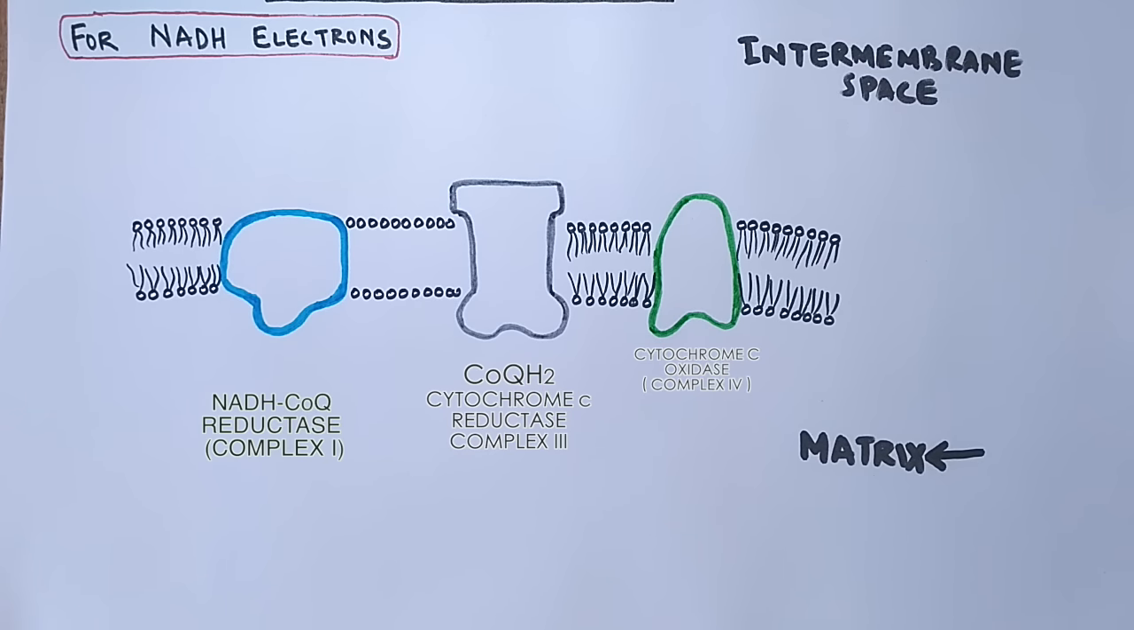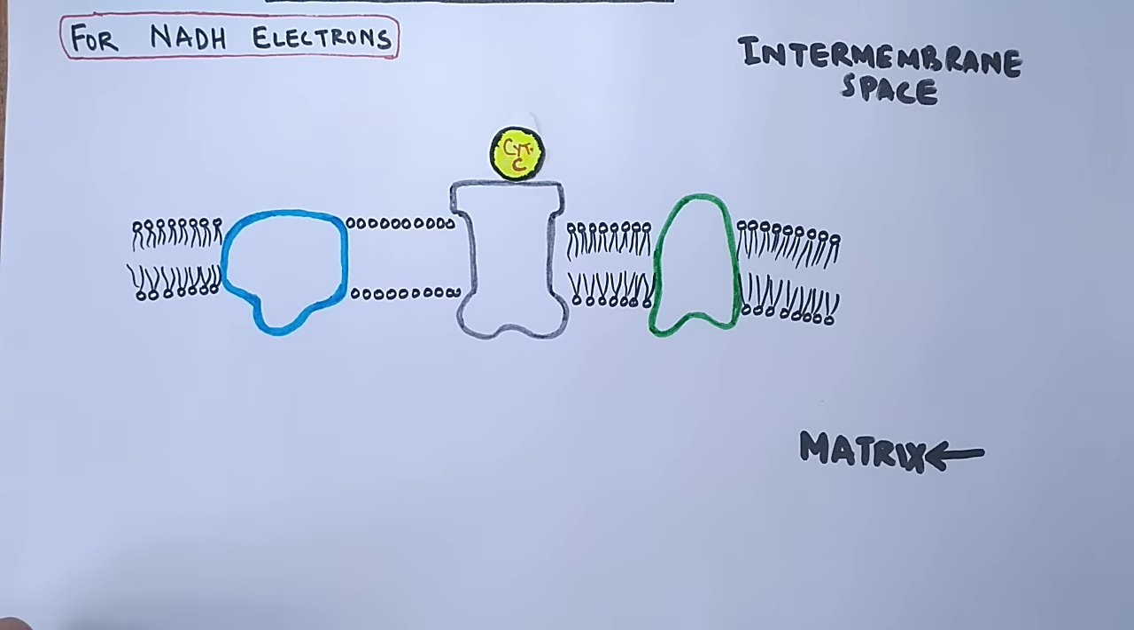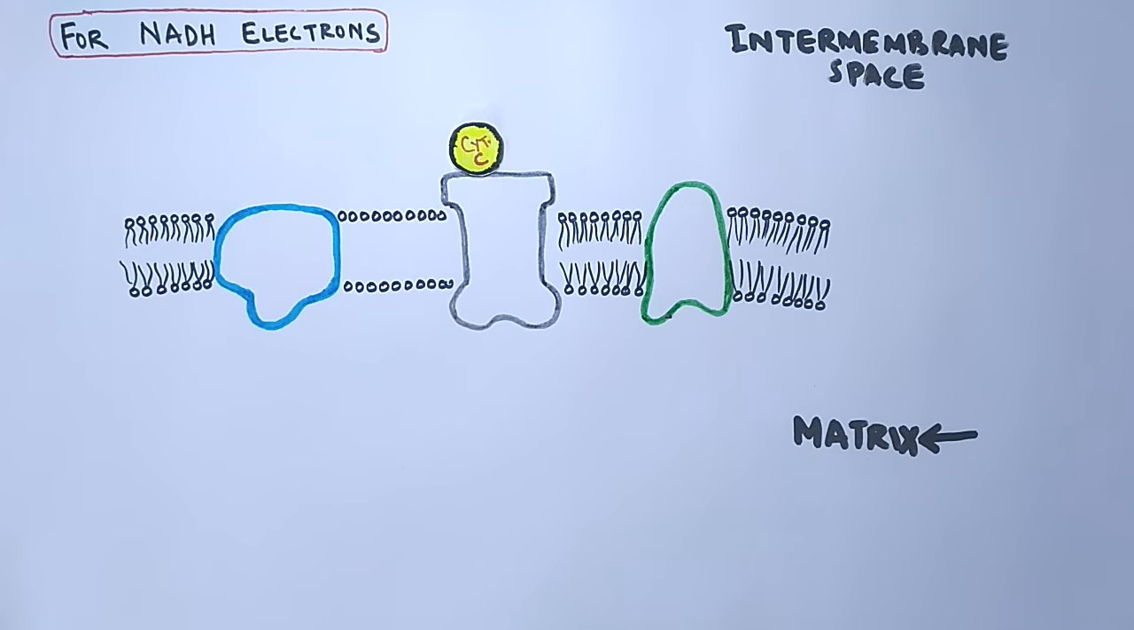Not only are these three complexes present for NADH electrons to be carried into the chain, but we also have a mobile electron carrier protein known as cytochrome C, which transports one electron at a time from complex 3 to complex 4, as shown in the diagram. It takes the electrons from complex 3 and delivers them to complex 4.